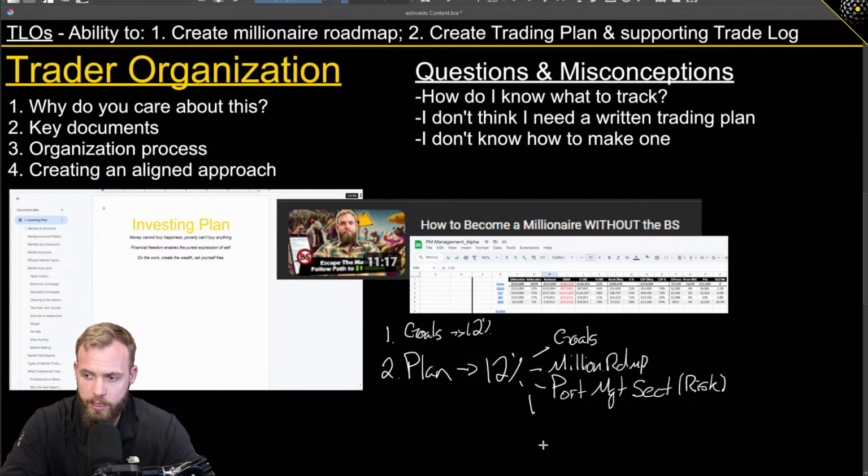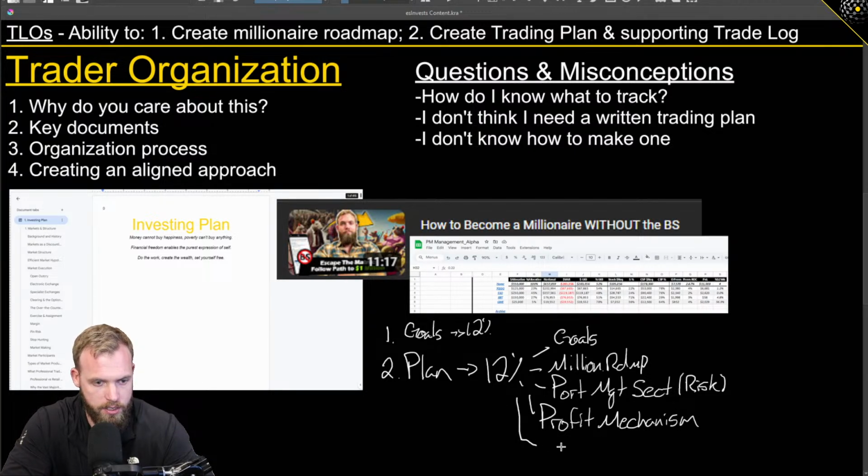Beyond the portfolio management section, this is when we get into the actual tools. So that will be stuff like profit mechanisms. This will be stuff like analysis. I personally have sections for market history and function.